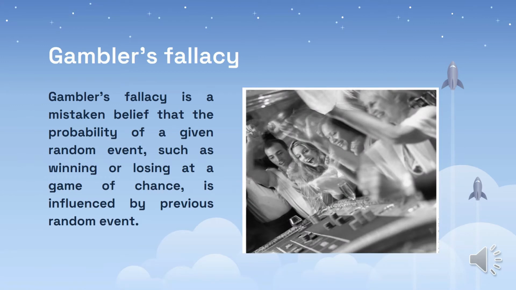The gambler's fallacy is a mistaken belief that the probability of a given random event, such as winning or losing at a game of chance, is influenced by a previous random event. For example, if a gambler loses 5 successive bets, he or she may believe that a win is therefore due the 6th time. But the truth is, each bet is an independent event that has an equal probability of winning or losing.